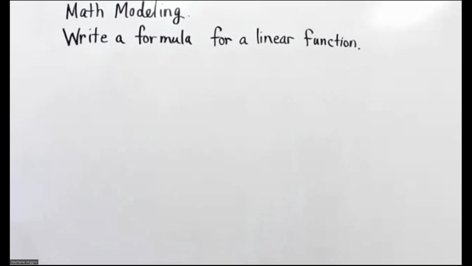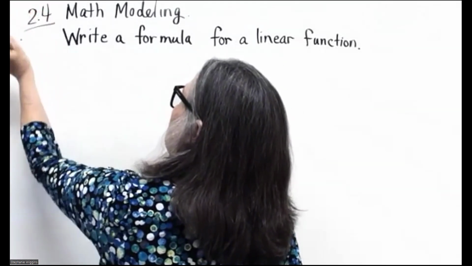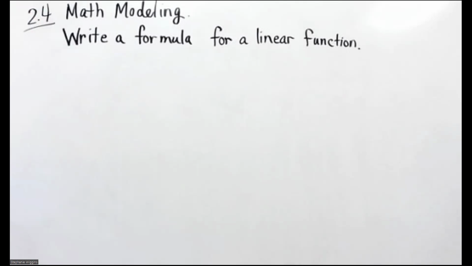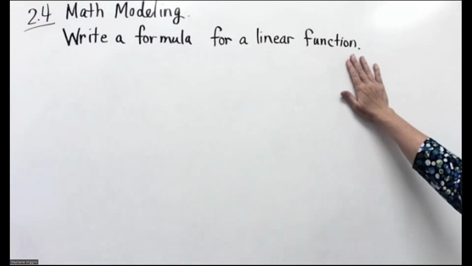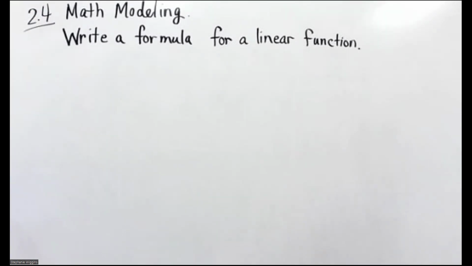Okay, so we are in section 2.4, and we are actually doing math modeling in this section. What is math modeling? Well, of course, that's the title of this course, Introduction to Math Modeling. But what we're doing is taking a real-world situation and writing a formula for that situation. In this particular section of our textbook, we're dealing with linear functions. So we're going to be looking for formulas for linear functions that are modeling something that's being observed.